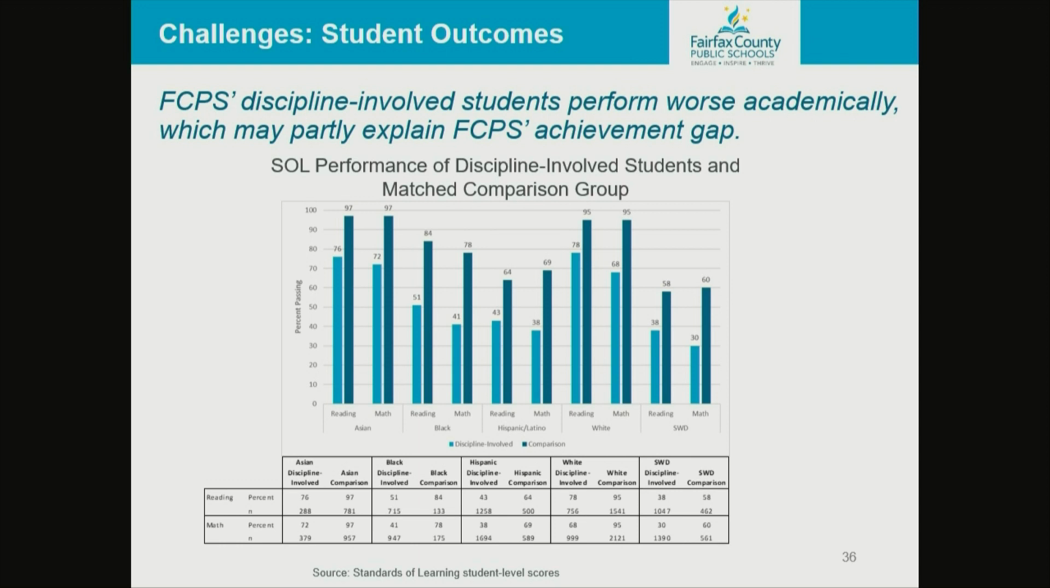On this chart as well are our students with disabilities, all the way on the right, and you can see a similar pattern: students with disabilities who are involved in discipline are also having far worse performance than students with disabilities who are not.